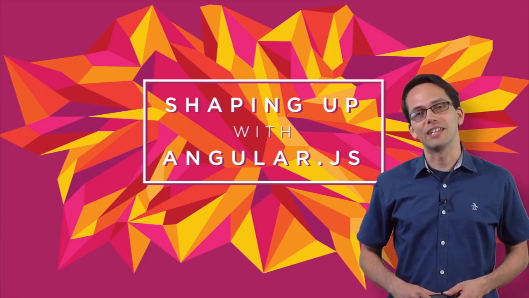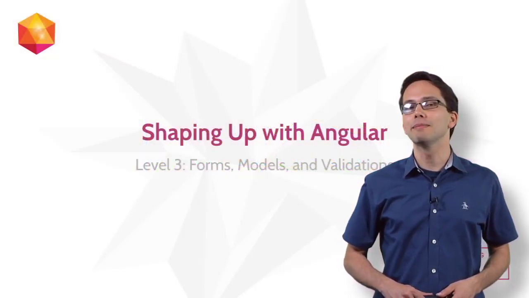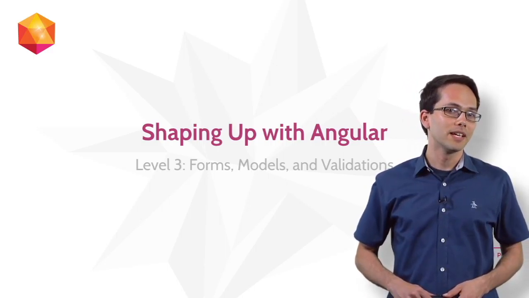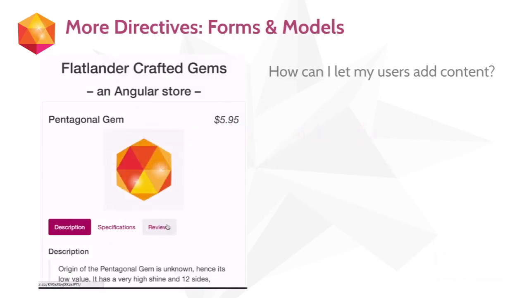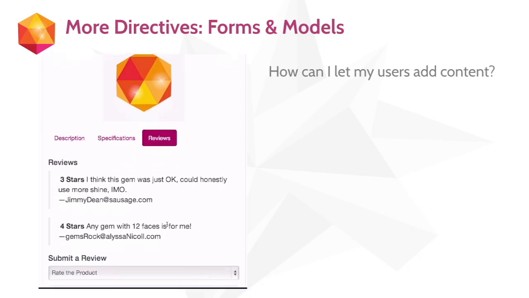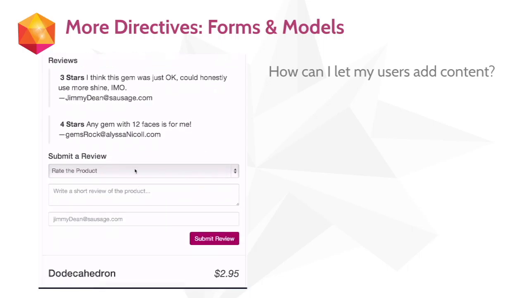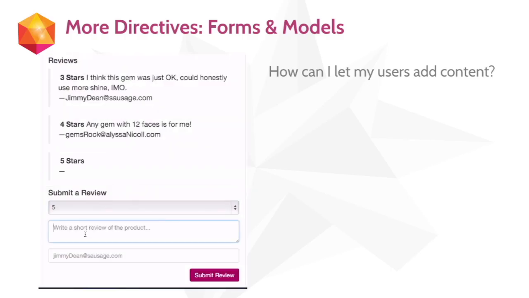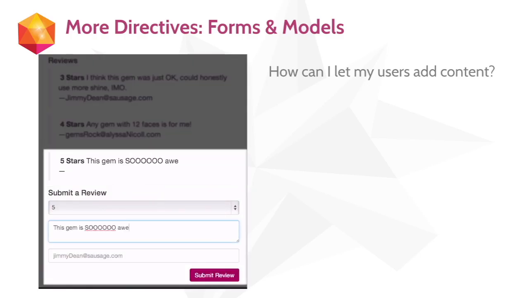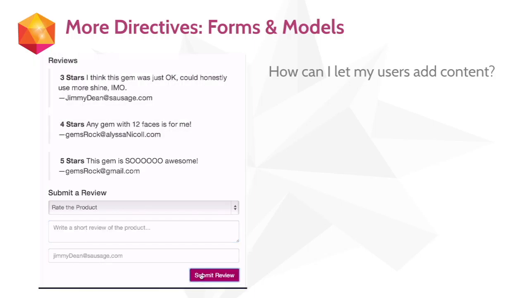You're watching Shaping Up with Angular, and this is level 3, where we're going to be talking about creating your own form to add new reviews in our case. So here we are back in our store, and you'll notice when I click on reviews, it lists out all the different reviews for a product, and I can rate the product. As I start typing out the review, it gives me a nice live preview so I can see what my review is going to look like. When I submit it, the review gets solidified onto the page and my form gets reset. Let's figure out how to do this.